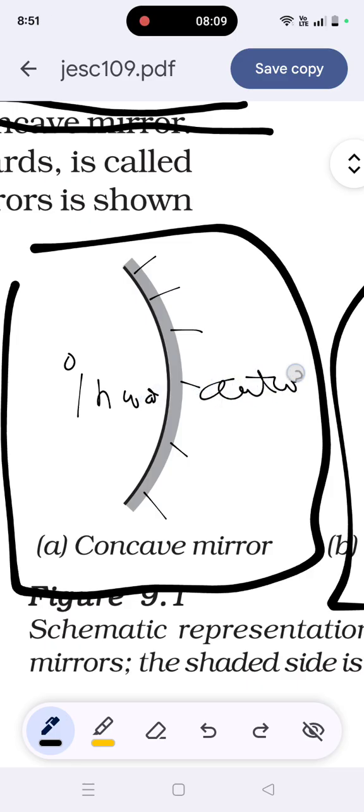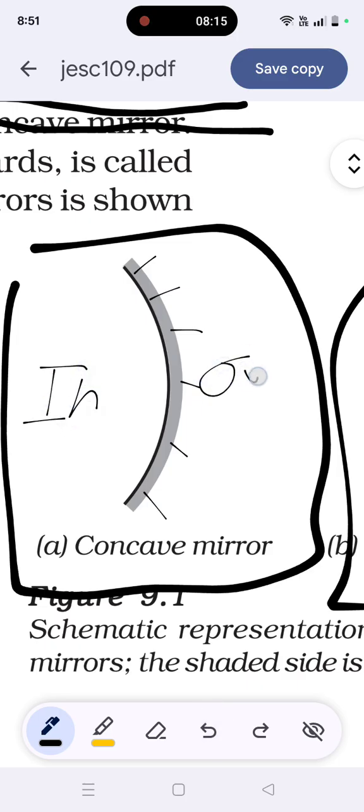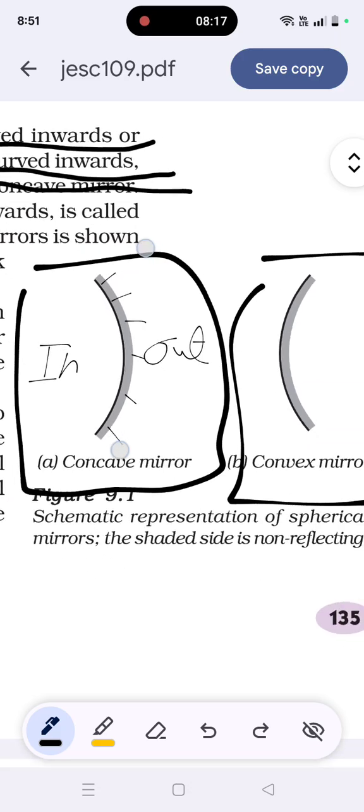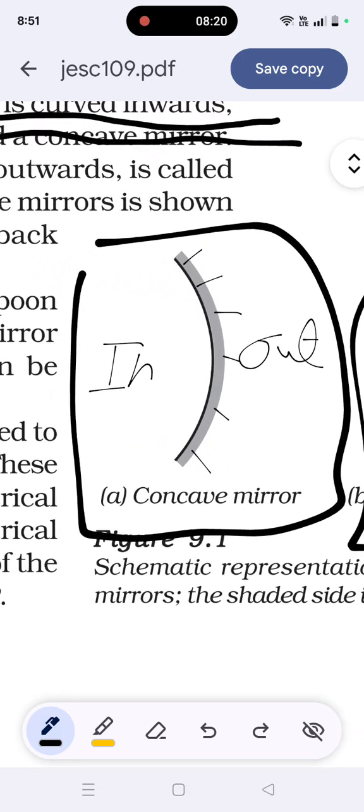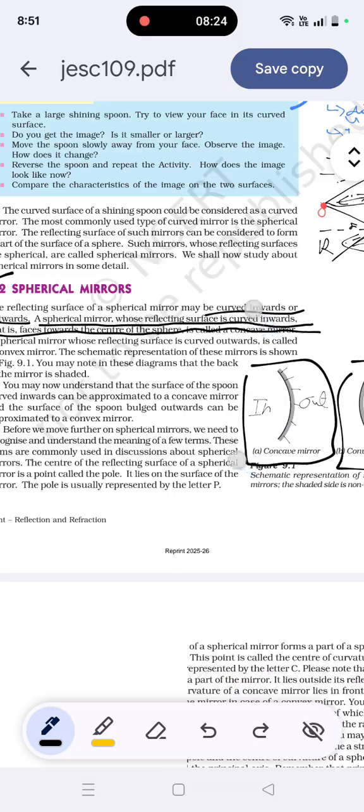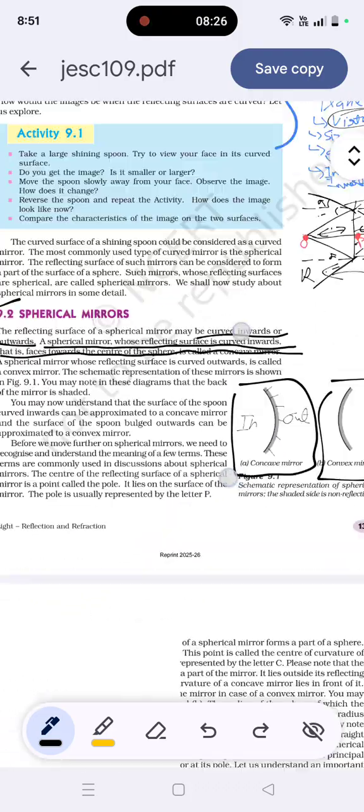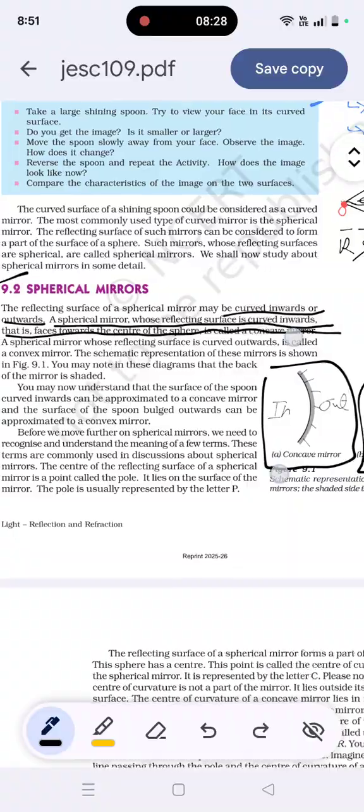This is outward. My writing is very bad, I know. This is in, this is out, in short form. So the reflecting surface is curved inward. This is called a concave mirror, and the convex mirror is totally opposite of the concave.